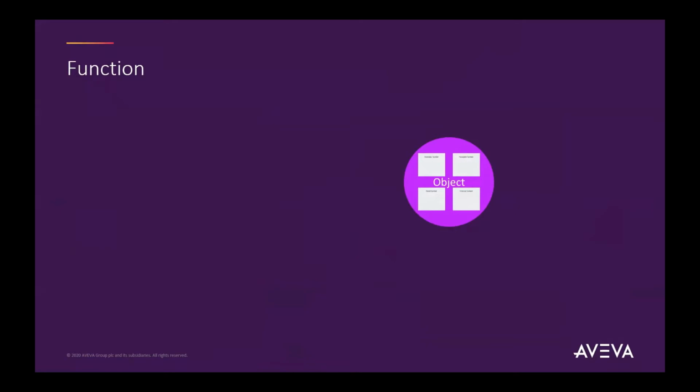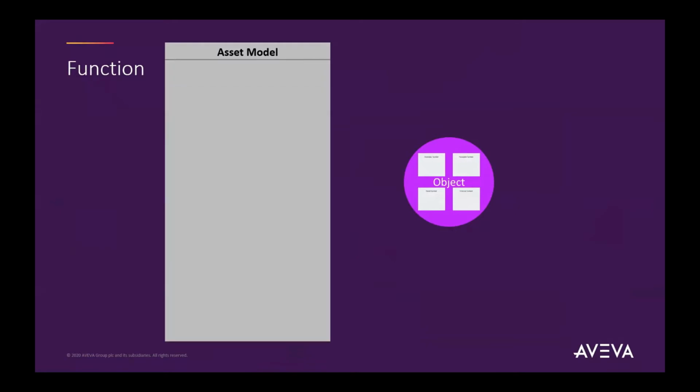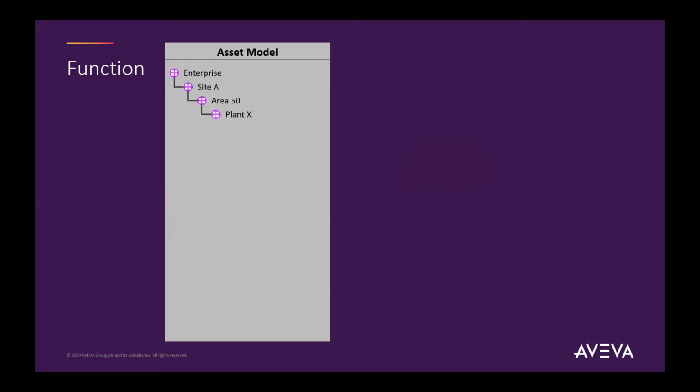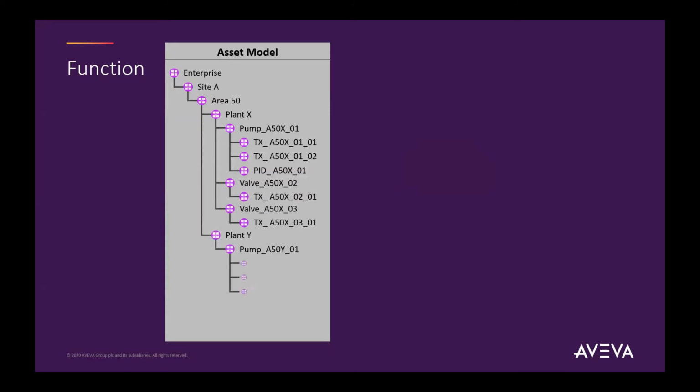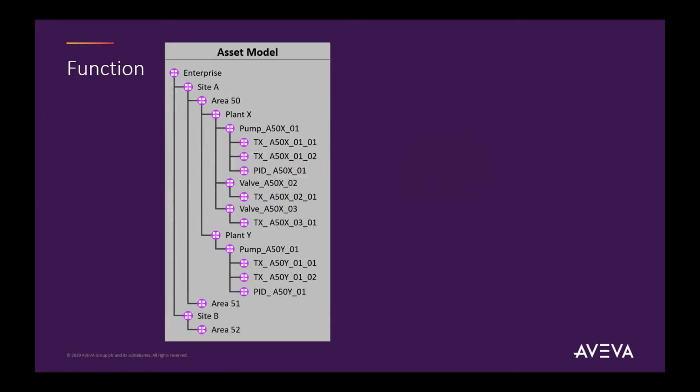So once I have this object, I can start building my digital twin, my digital representation of the entire asset model. So we take these objects and we build an enterprise, we build a site, we can build an area, we can put some plants in there, we can have multiple pieces of equipment with their own little devices in there, and we can have more equipment, more areas, more sites. So you build this entire asset model out inside System Platform on an application server, and that's my application server asset model.